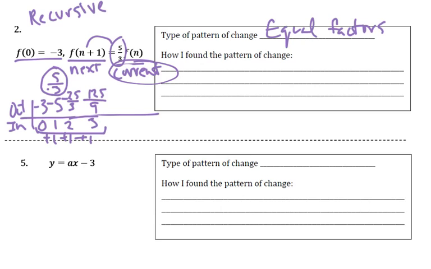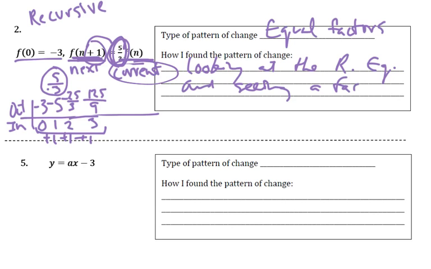Okay, you could have found the pattern by making the table or by noticing this part, right? That we're going from the current to the next, and we're adding 1 each time. And so, I'd say looking at the recursive equation and seeing a factor, 5/3, we're multiplying by it.